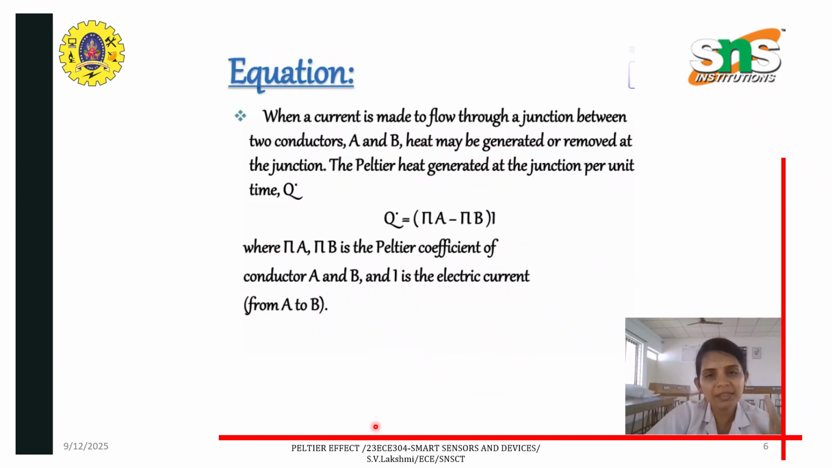The equation behind this Peltier effect is that the Peltier heat is generated at the junction per unit time. If we consider two conductors A and B, which are dissimilar metals, the heat may be either generated or removed at the junction. The Peltier heat generated is given by this expression: Q = (πA − πB) × I. Here πA and πB are the Peltier coefficients of conductors A and B, and I is the electric current flowing from conductor A to B.